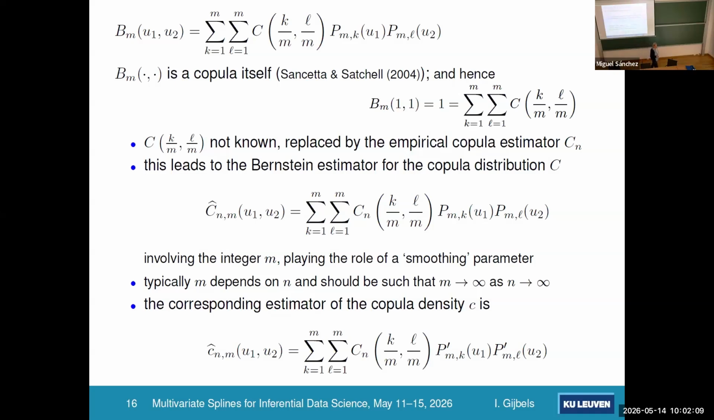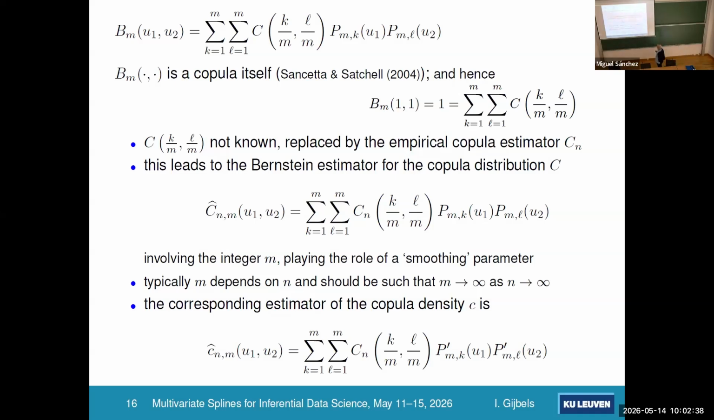And there, the statistician is there with his or her observations. And what do people do? Well, they replace the C here by the empirical copula, which is Cn. And this is actually the Bernstein estimator for the copula C. And this M acts like a smoothing parameter, right? Nowadays we usually take it to be equal to the sample size.